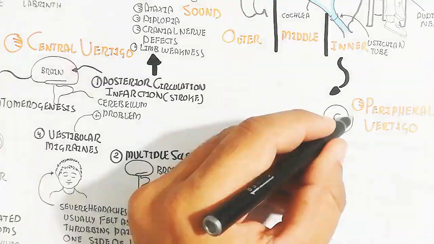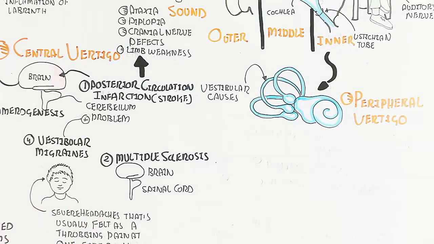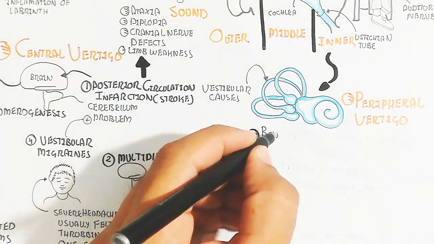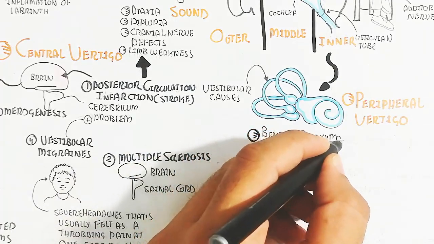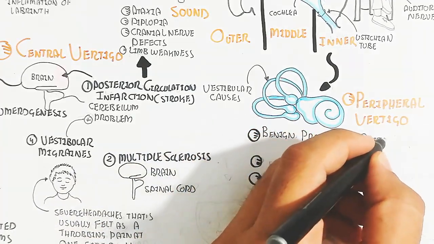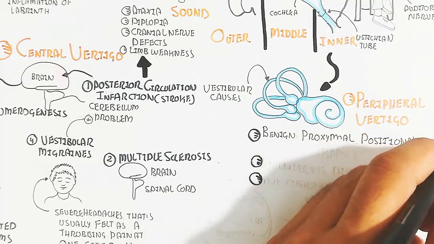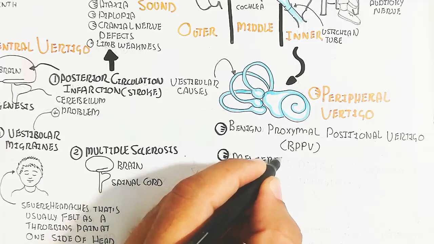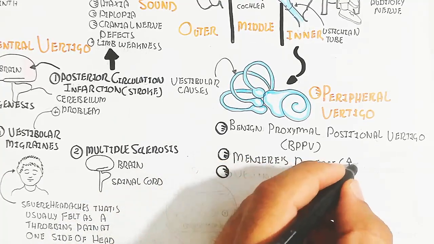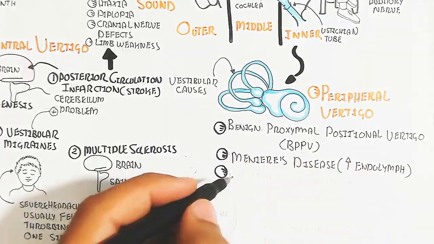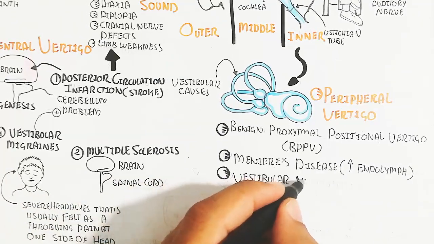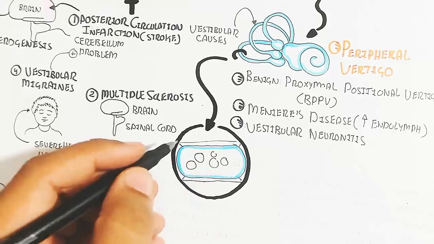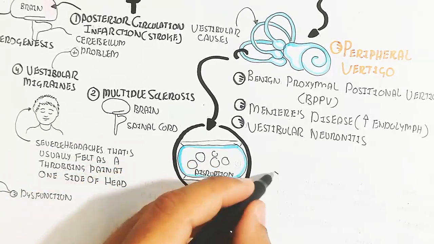Let's talk about peripheral vertigo. This involves the inner ear, which contains the cochlea and semicircular canals. The vestibular cause is the vestibule and the semicircular canals. When the vestibule is affected, it will lead to benign paroxysmal positional vertigo, or BPPV, Meniere's disease, which is endolymph overproduction, and vestibular neuronitis.